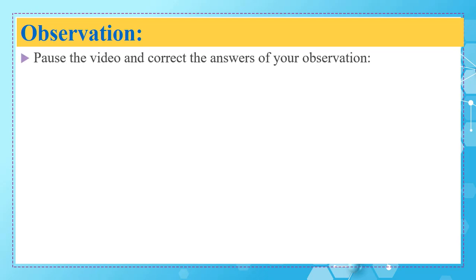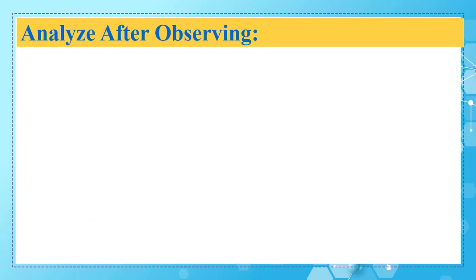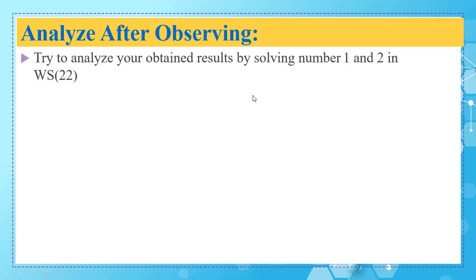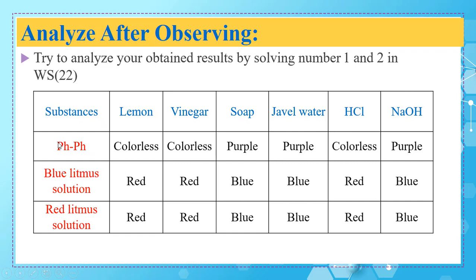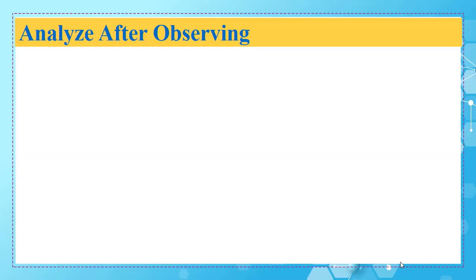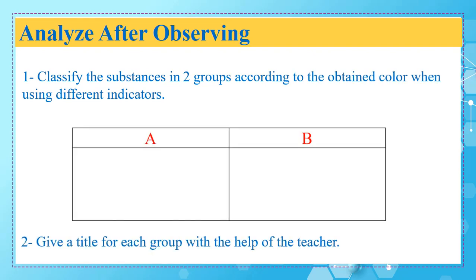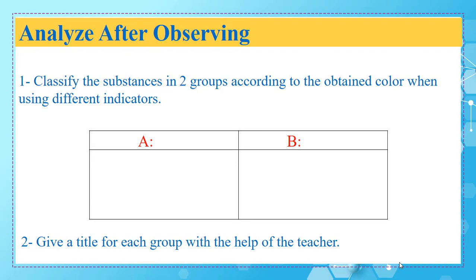Now, take 1 minute and correct your observations. Let's try to analyze the results obtained together by solving number 1 and 2 in worksheet 22. But before, we can notice that each indicator gave two different colors with these substances. Let's move now to numbers 1 and 2 in worksheet 22. Pause the video and give it a try to solve them alone. So let's correct the answers of numbers 1 and 2.